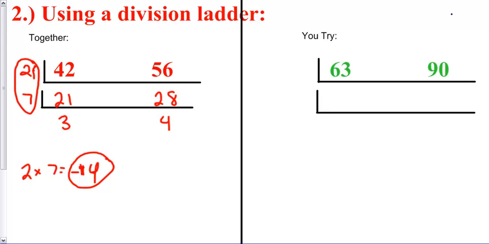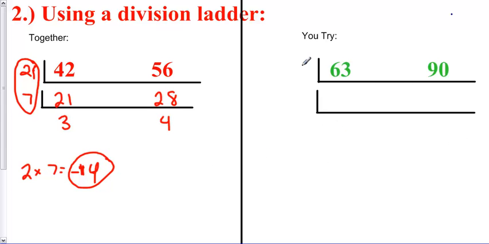So go ahead and give the video a pause and try to find the greatest common factor using a division ladder for 63 and 90. Here we go. This one's a whole lot easier. 9. 63 divided by 9 is 7. 90 divided by 9 is 10. And the only number that I can divide by both 7 and 10 is 1. So I stop there.